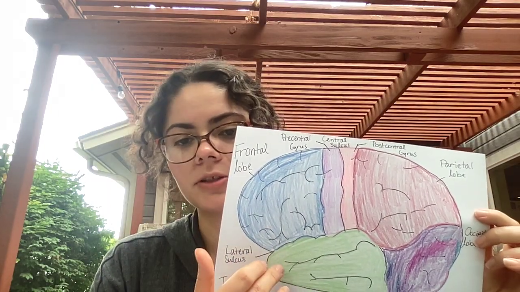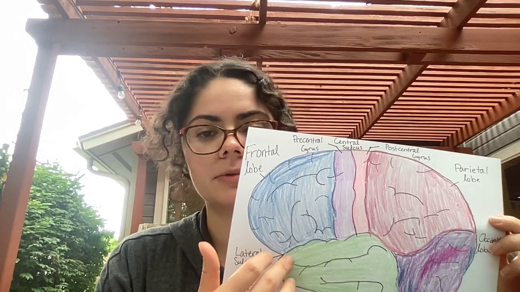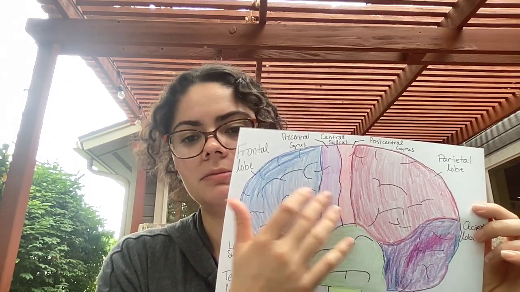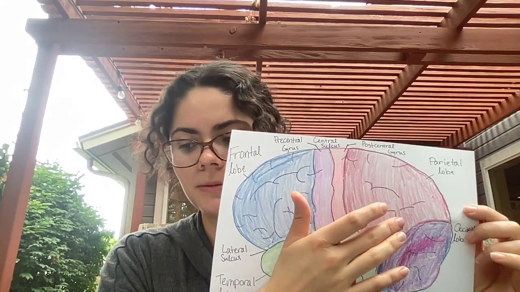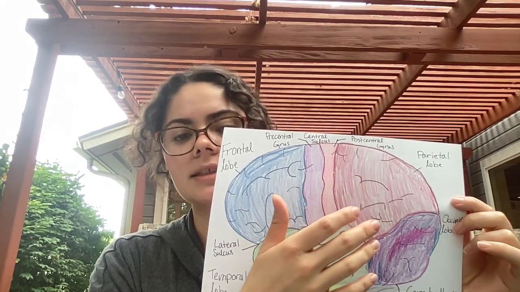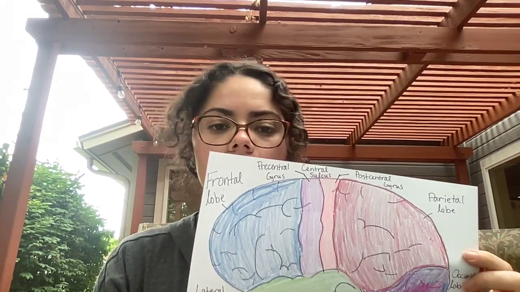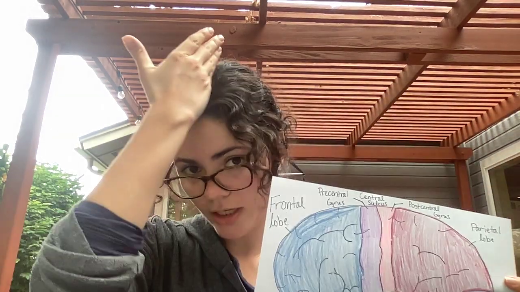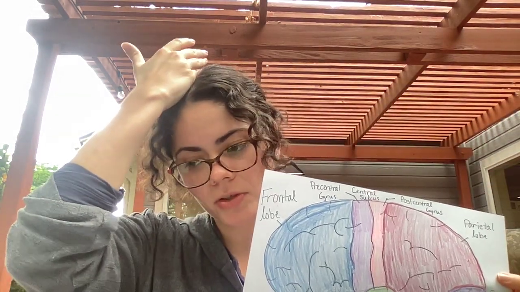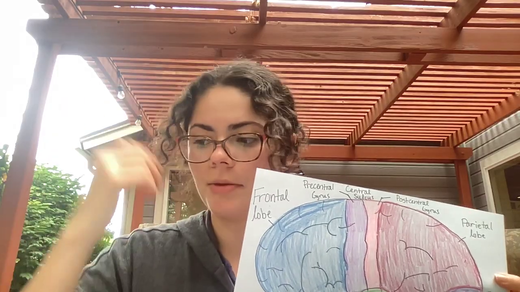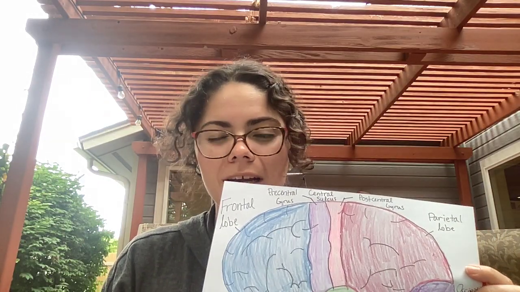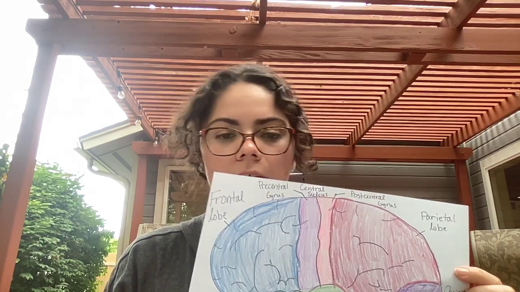We also have the lateral sulcus, and that separates the temporal lobe down at the bottom here from the frontal and parietal lobes. And then lastly, we have the longitudinal fissure, which is not visible on my drawing here because that one is right here, which separates the 2 hemispheres or 2 sides of the brain into the left and right.